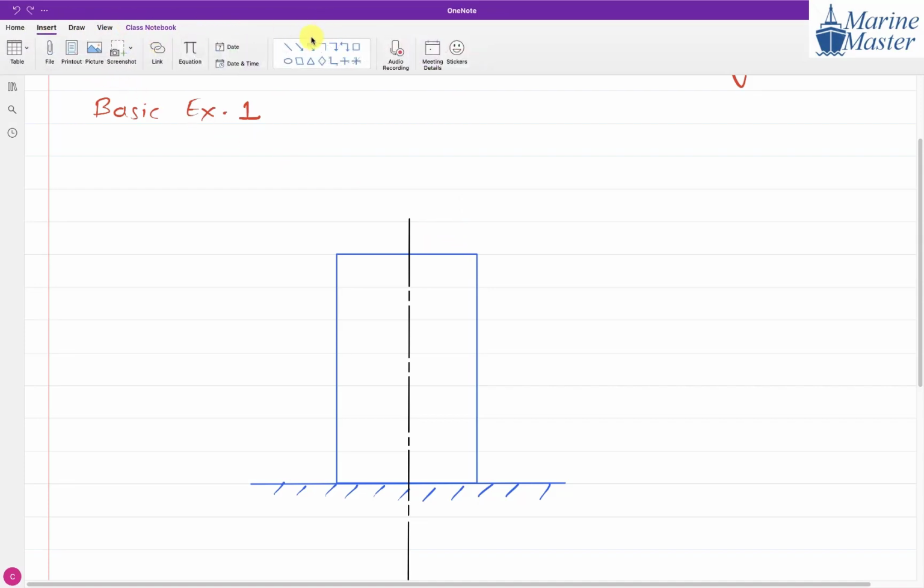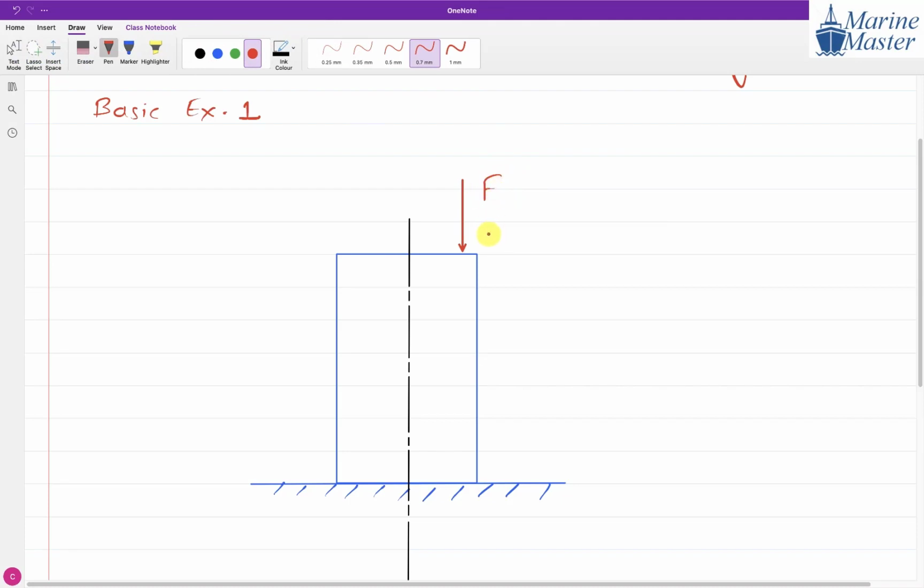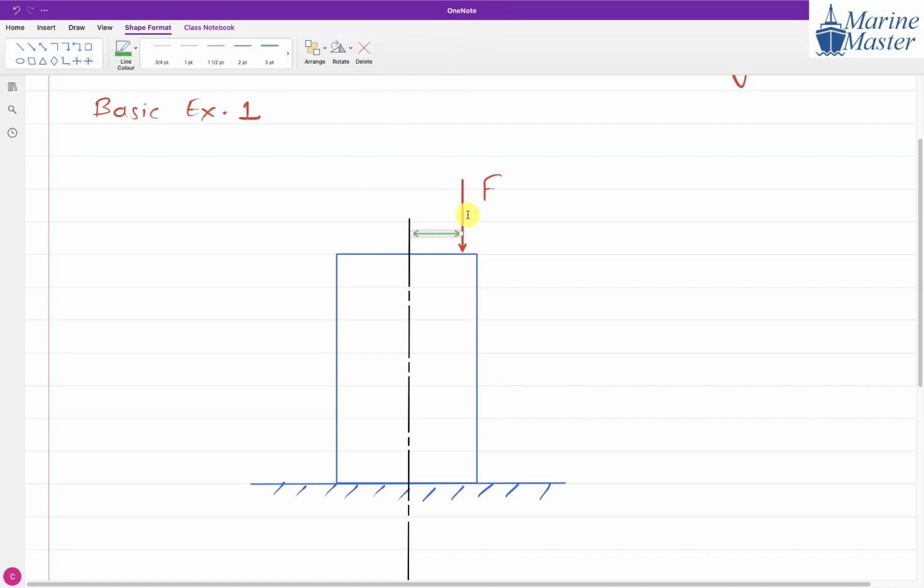So here observe. This is a force, and what will we say this is? An eccentric load. It is a concentrated load, but it is away from the center line. And its distance from the center line will be what? One minute, I will show that distance. Observe this green one. This distance is nothing but the distance between the line of action of force F and the center line. This is the center line.